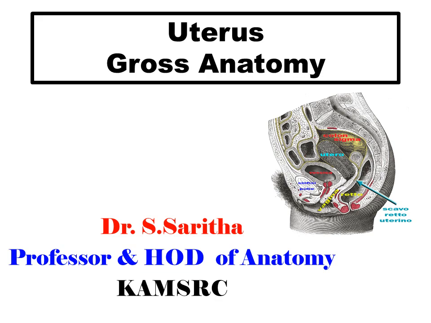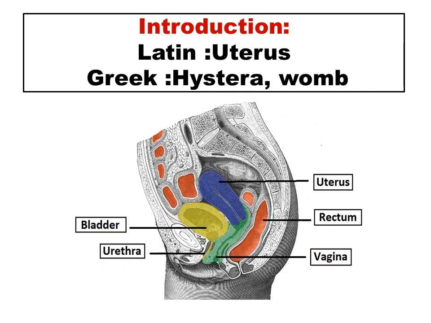Good morning. Today we'll be discussing the gross anatomy of the uterus. Uterus, the Latin word is uterus. In Greek, it is known as hystera or the womb.